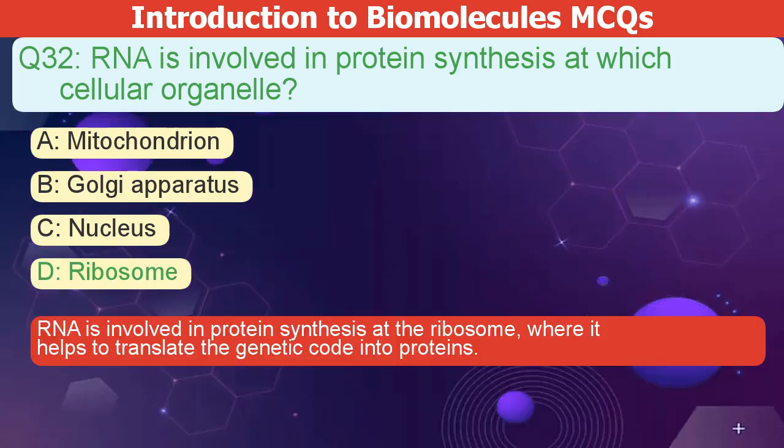The correct answer is D. RNA is involved in protein synthesis at the ribosome, where it helps translate the genetic code into proteins.